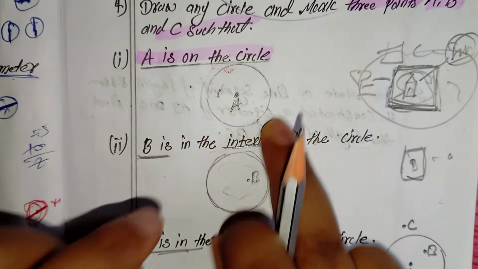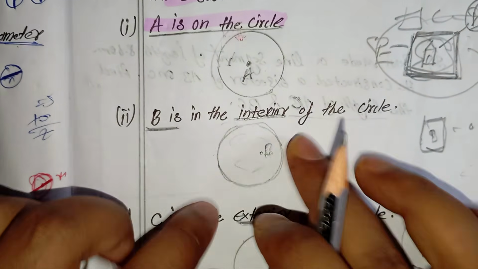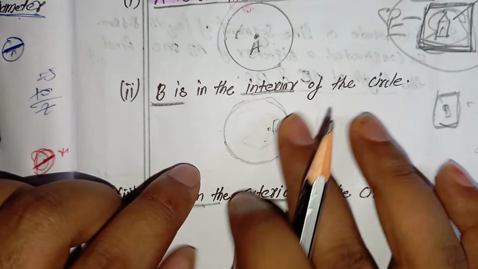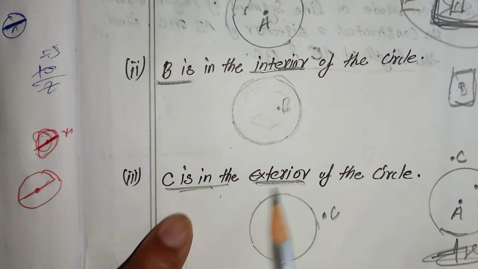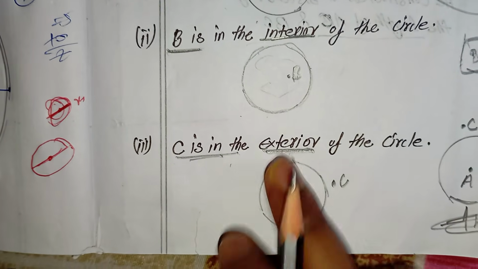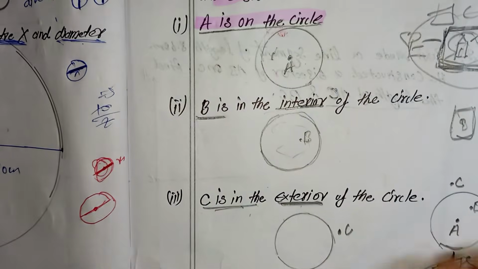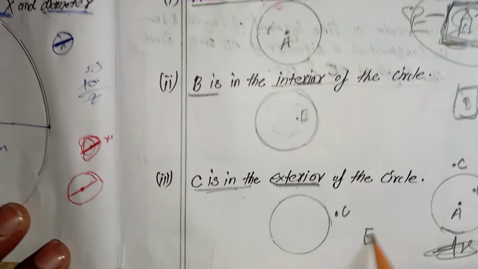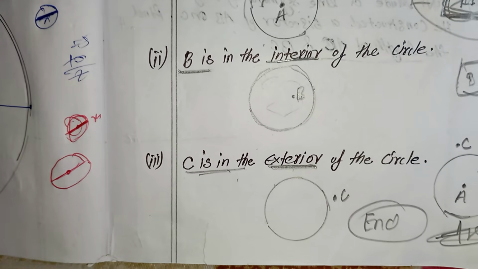Now, A is at the center of the circle. B is interior; interior means inside the circle, so B is inside the circle. C is exterior; exterior means outside of the circle, so C is outside of the circle. So this is ended. Whatever is in this exercise 13.2, everything is clear.